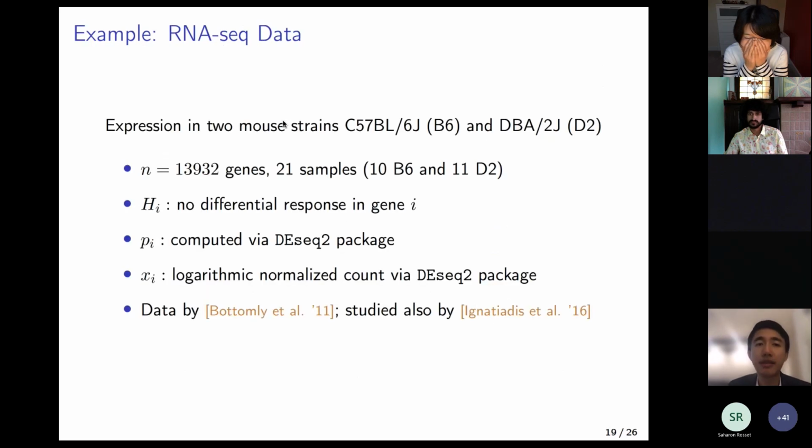Here I'm going to illustrate our method on a very simple and old-fashioned data set, which is RNA-seq data. This data gives the gene expression levels in two mouse strains. We have about 14,000 genes and 21 samples, 10 in one group, 11 in another. Our null hypothesis is that there's no differential response in gene i. Our p-value is computed using the DESeq2 package, and our covariate is the logarithmic normalized count, again using DESeq2. I don't have time to talk about the details of this covariate, but it is one of the standard covariates used in this context. This data is from Bottomly et al., and we follow the same way to study this data as Ignatiadis et al.